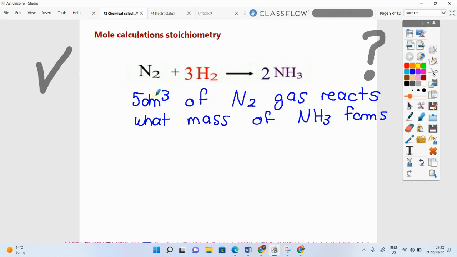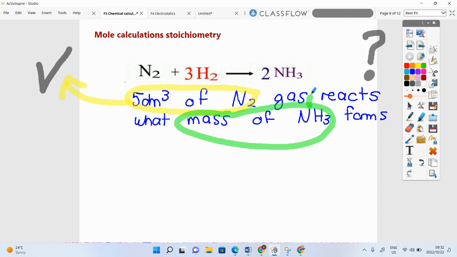They're giving you the volume of what substance? Good. So they're giving me the volume of N2. This is what they're giving me. What are they asking you? They're asking you for the mass of NH3. Once you've figured that out, the rest is easy.